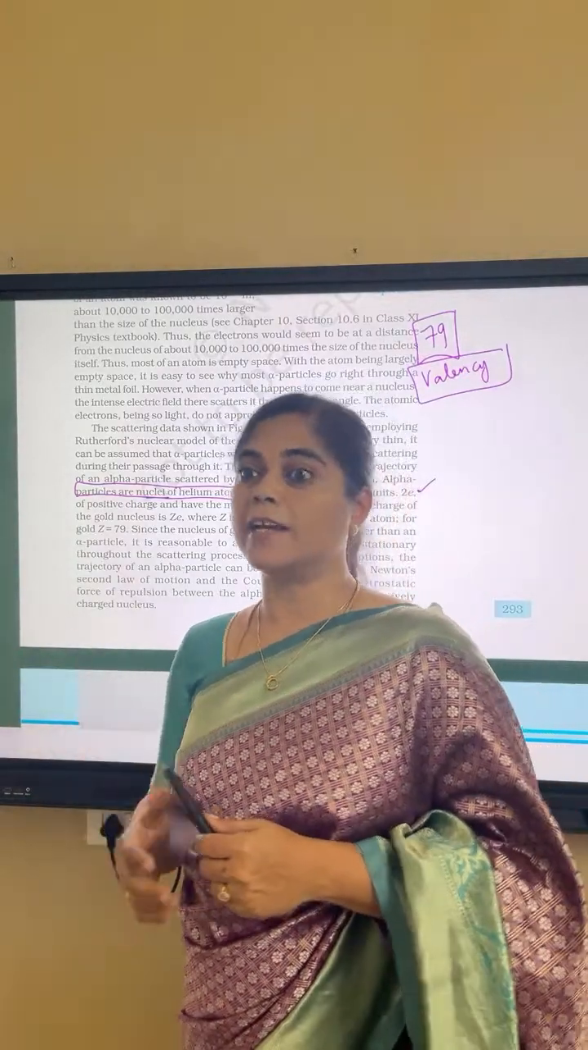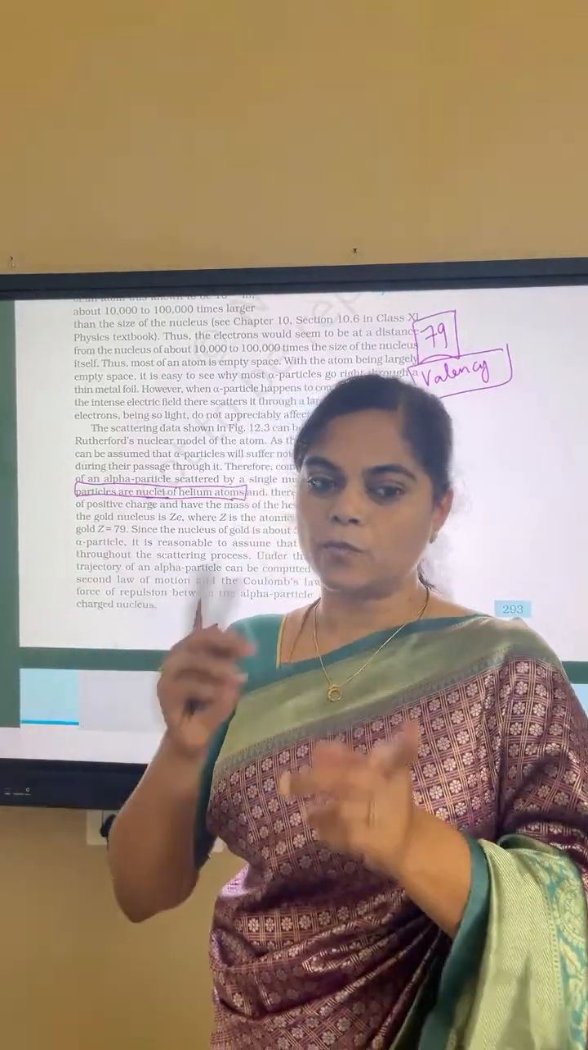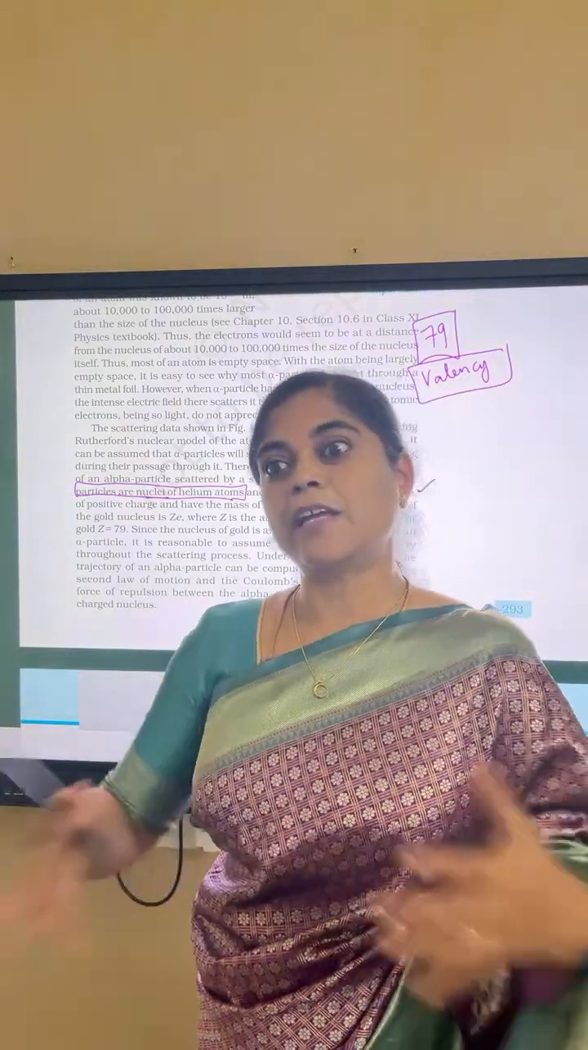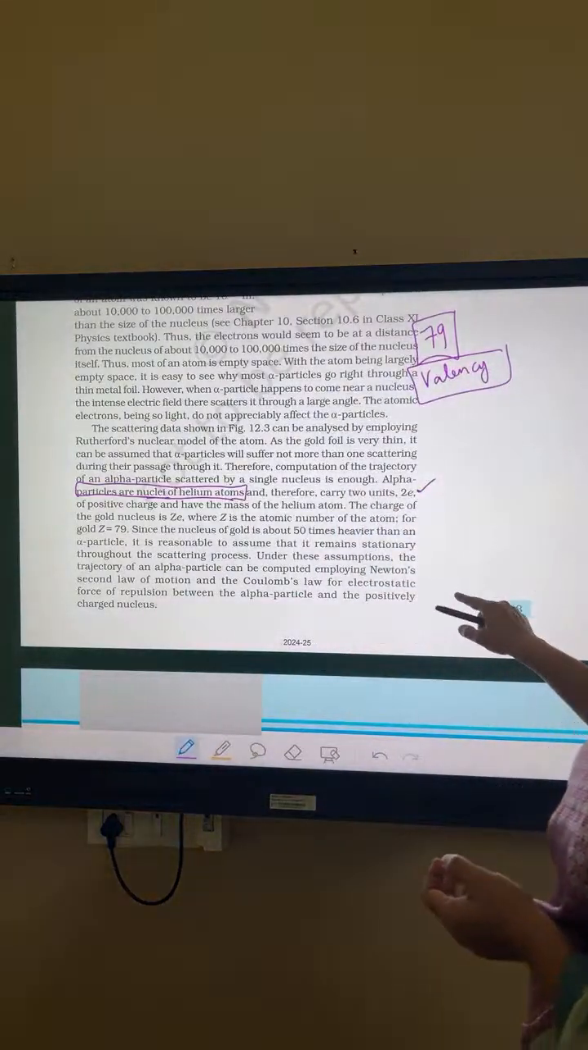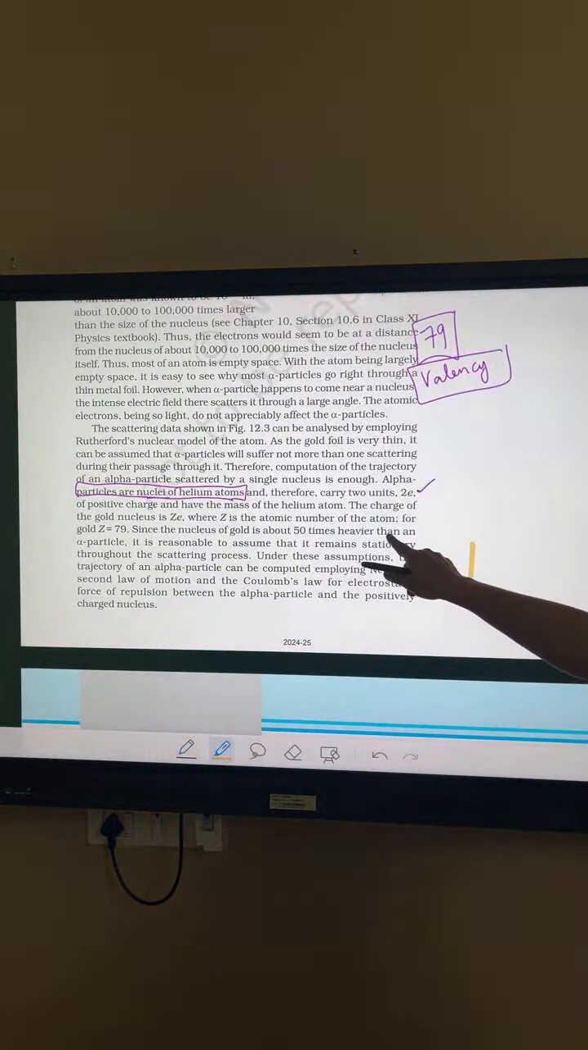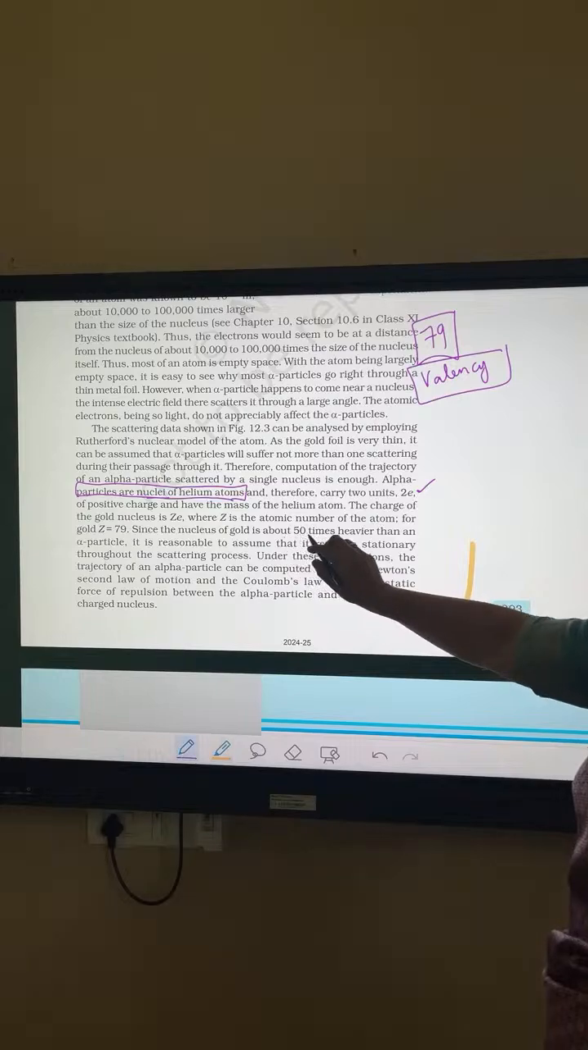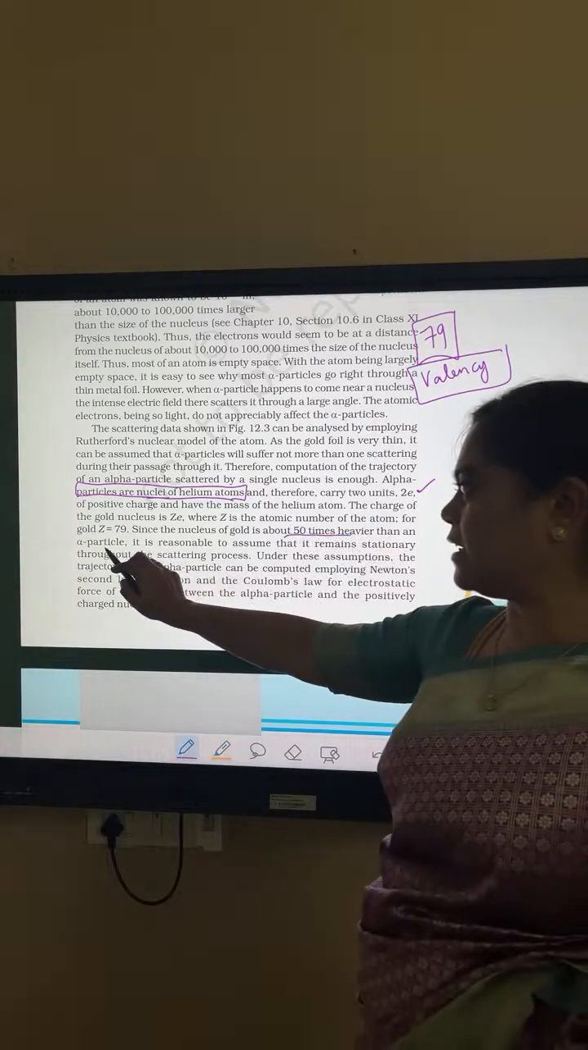It easily deflects the alpha particle. The alpha particle is very light. So this is the ratio between one atom and one atom. Then we can just extend that property to the whole, right? Yes, ma'am. So since the nucleus of gold is about 50 times heavier than an alpha particle, right?